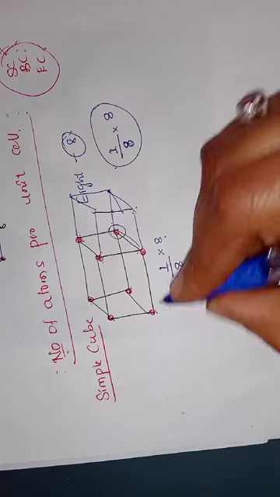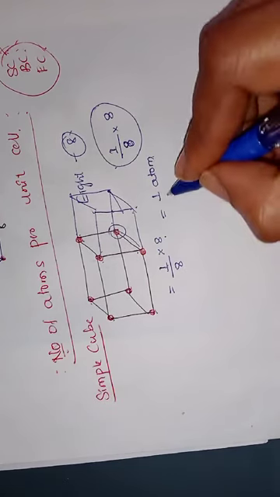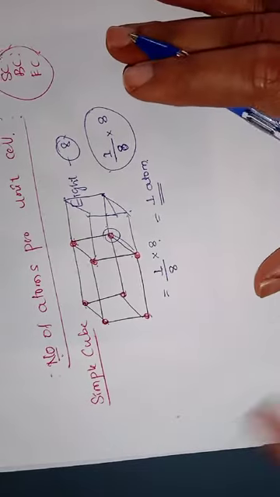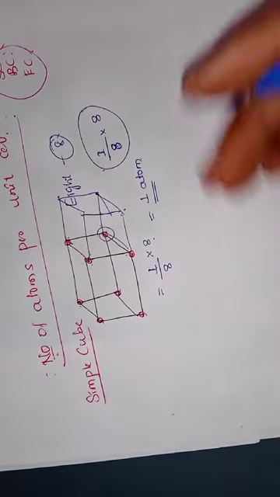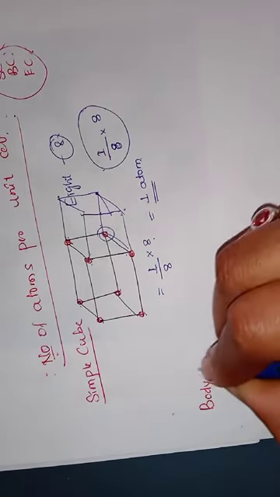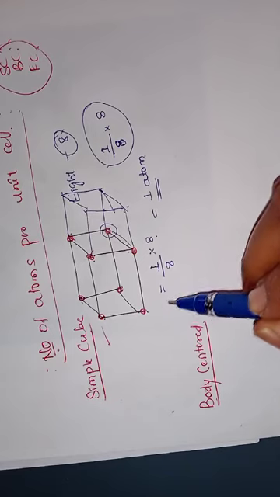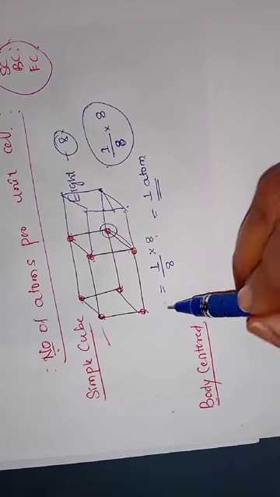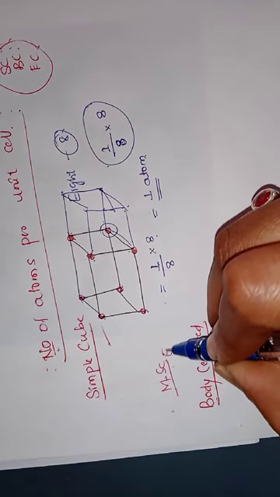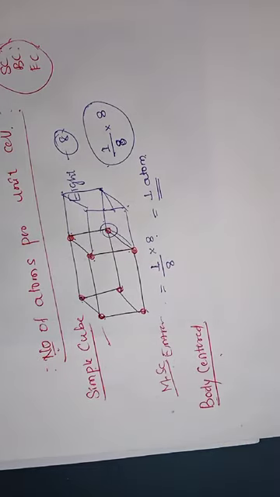So total how many atoms are there in a simple cube? Only one atom. There will be remaining only one atom in the simple cubic system. Then what about the body centered? Let's draw the body centered cube. This will come in your annual examination, and also it will be a question for the MSc entrance exam: simple cube, body centered and face centered.